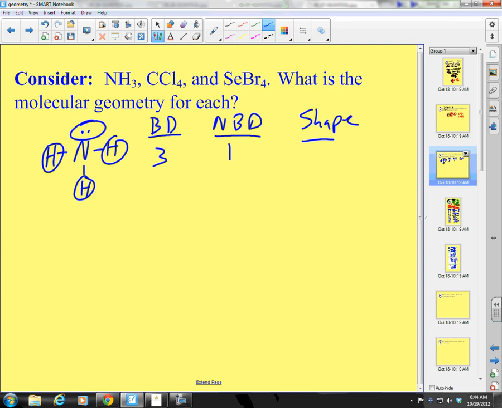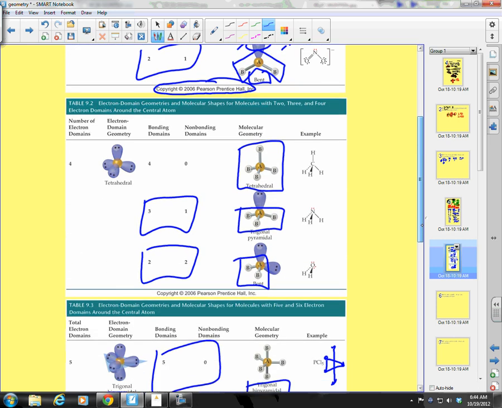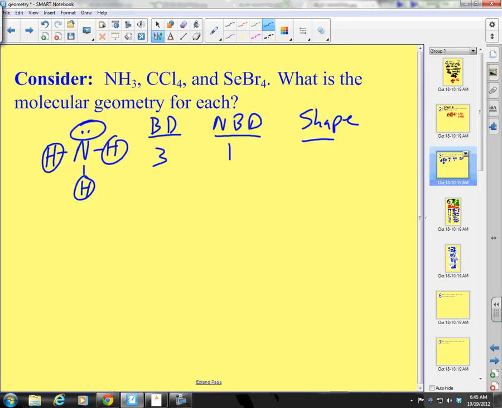Let's look at our chart. What is a 3, 1? It is trigonal pyramidal. There we go. Trigonal pyramidal. Good. Next, carbon tetrachloride.